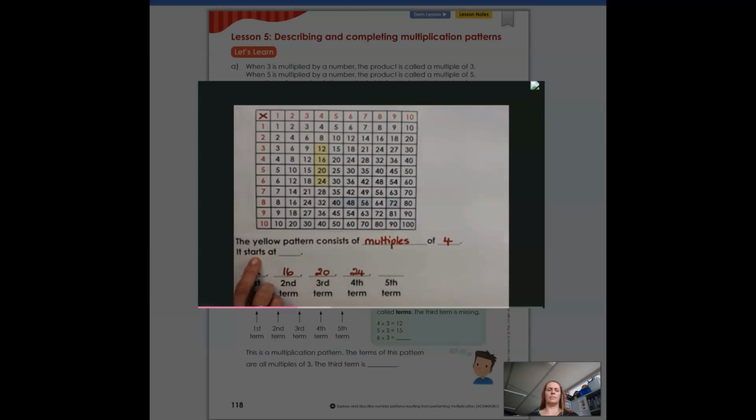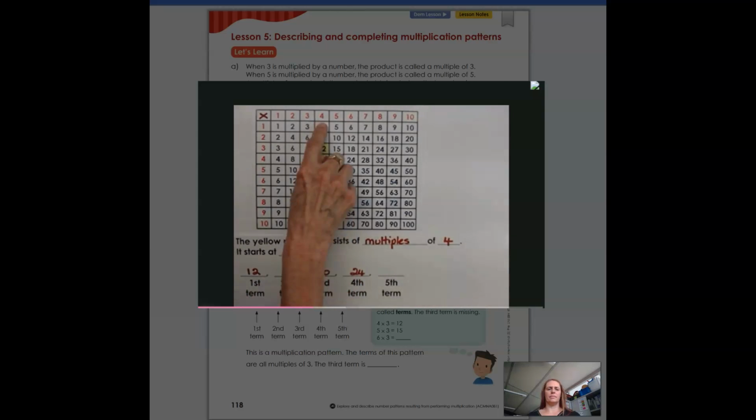And where does the yellow pattern start? What term in the pattern is that? It's the first term. So the yellow pattern starts at 12. And what is the fifth term in the pattern? How can we describe the fifth term? It would be the next multiple of 4. So what's the next multiple of 4 after 24? The next multiple of 4 after 24 is 28. So the fifth term in the pattern is 28.